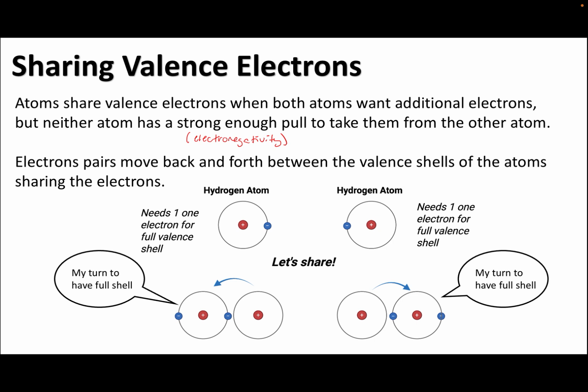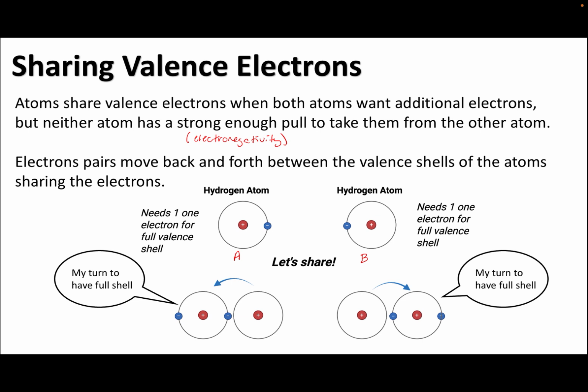So let's look at two hydrogen atoms and maybe see how this might play out. We'll call this hydrogen atom A, and we'll call this hydrogen atom B for clarifying purposes. Each one of these hydrogen atoms has one valence electron and would need an additional valence electron in order to reach the full maximum capacity of the valence shell. So in this case, neither hydrogen atom is going to want to give up the one electron that they have, but they definitely would both like to have an additional one. So we definitely are going to reach this circumstance where sharing is kind of ideal.